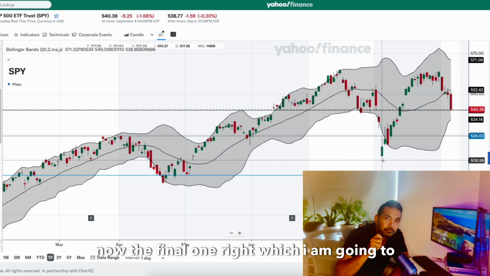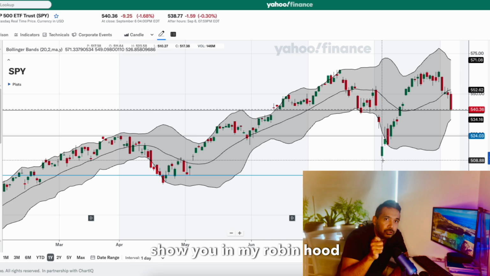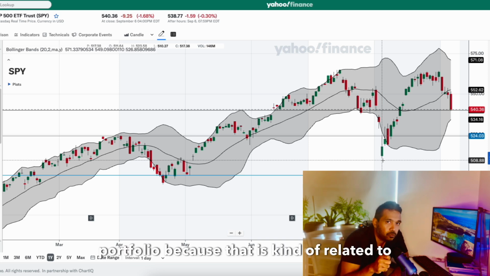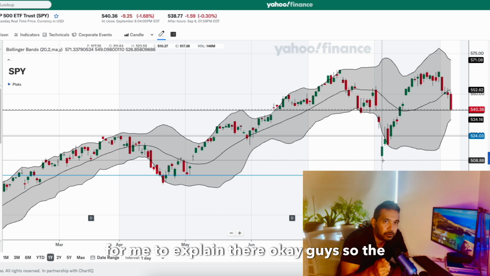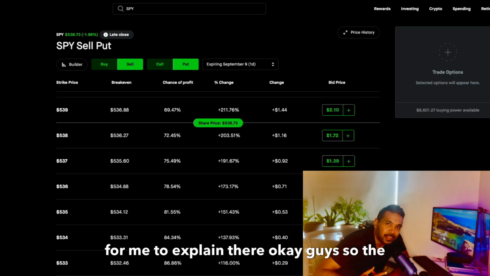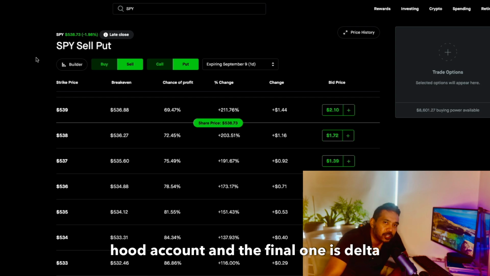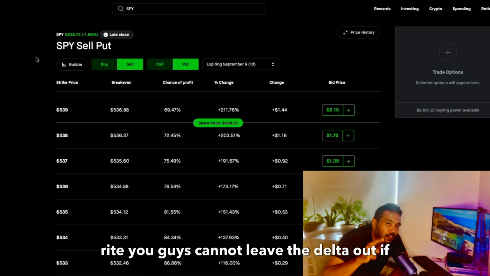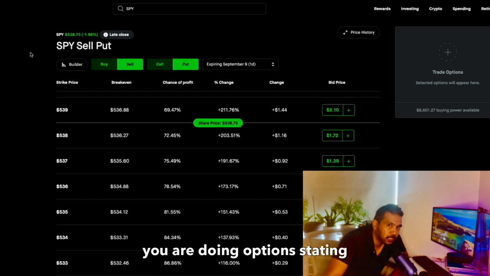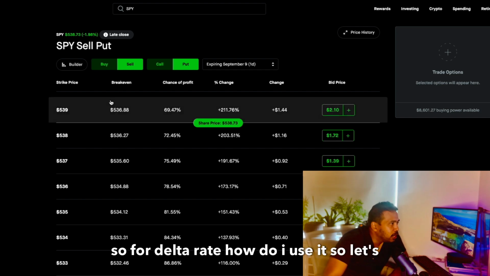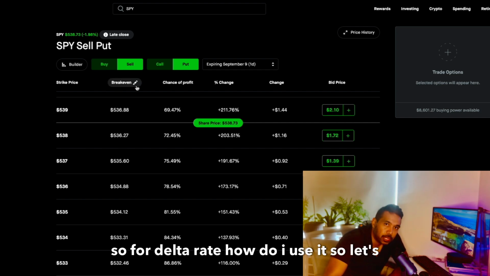Now the final one, which I'm going to show you in my Robinhood portfolio, because it will be easy for me to explain there. Okay guys, so the final one, and I'm in my Robinhood account, is delta, right? You guys cannot leave delta out if you are doing options trading. So for delta, how do I use it?